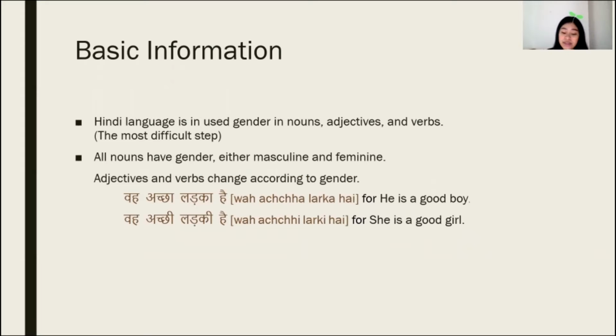The most difficult step in learning Hindi is the use of gender in nouns, adjectives, and verbs. All nouns have gender, either male or female. Adjectives and verbs change according to the gender. For example, one verb form is for he is a good boy, and another verb form is for she is a good girl.